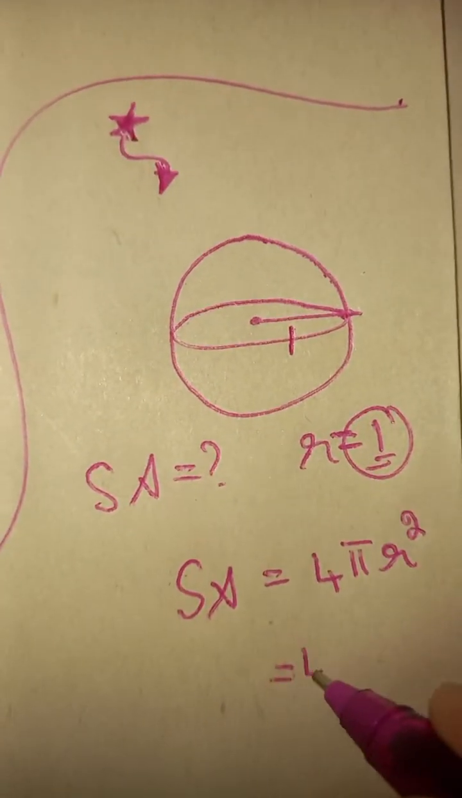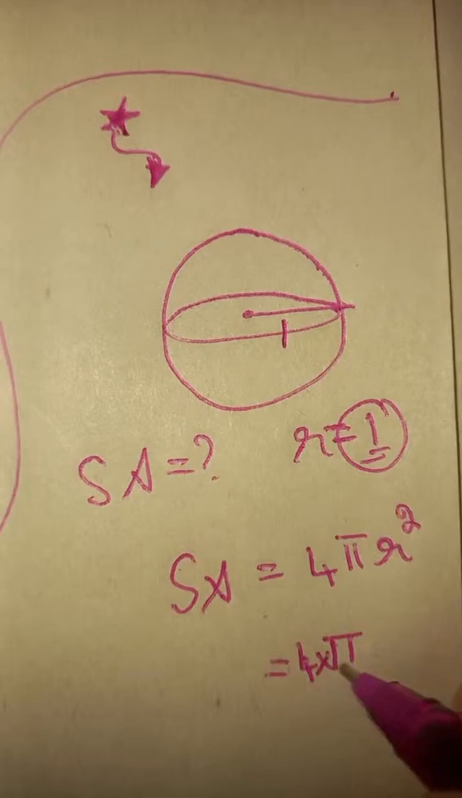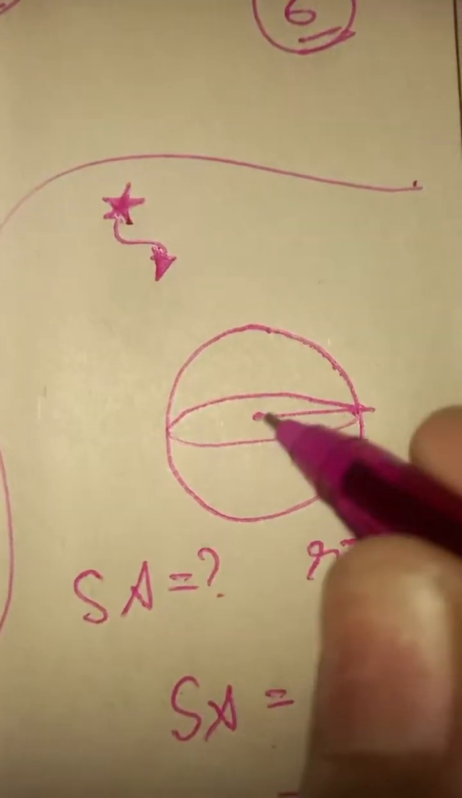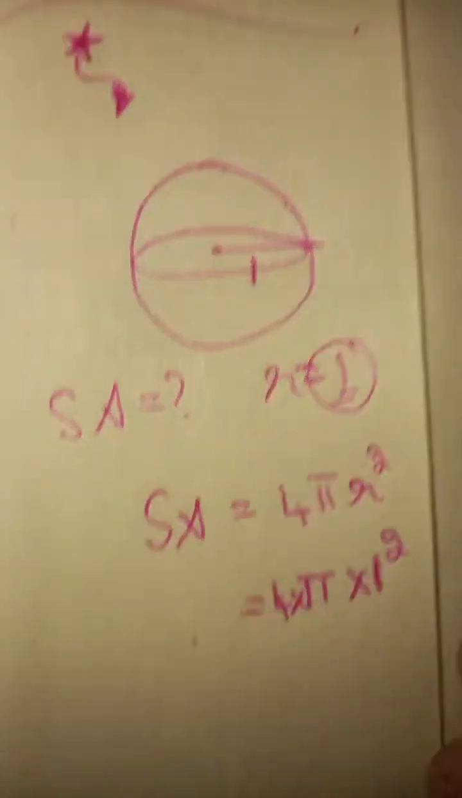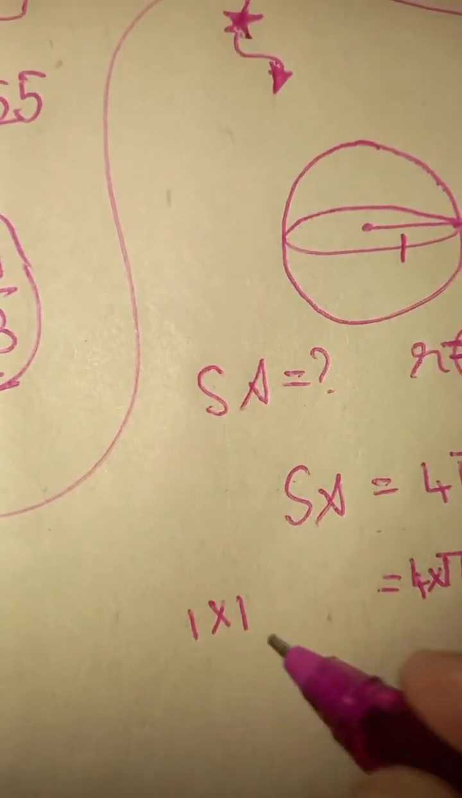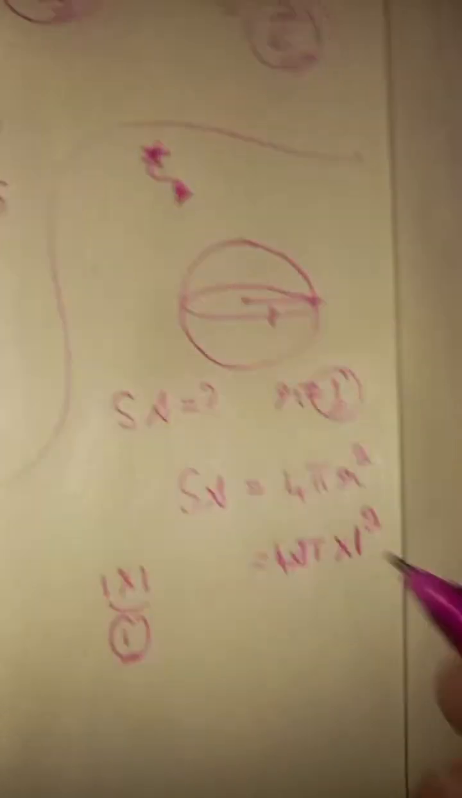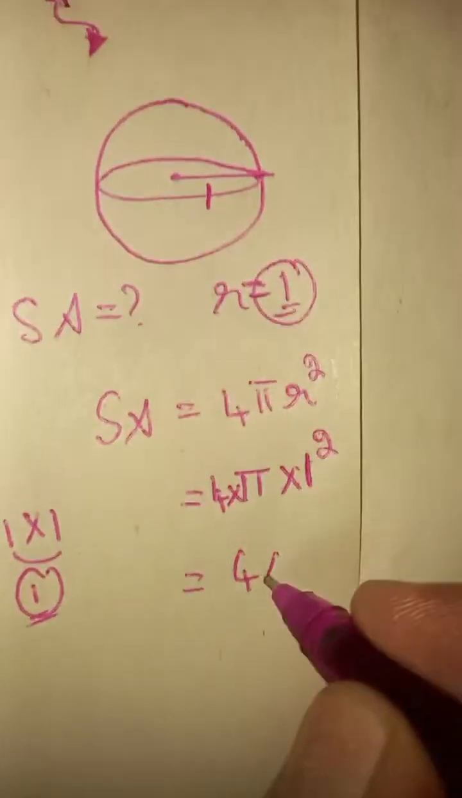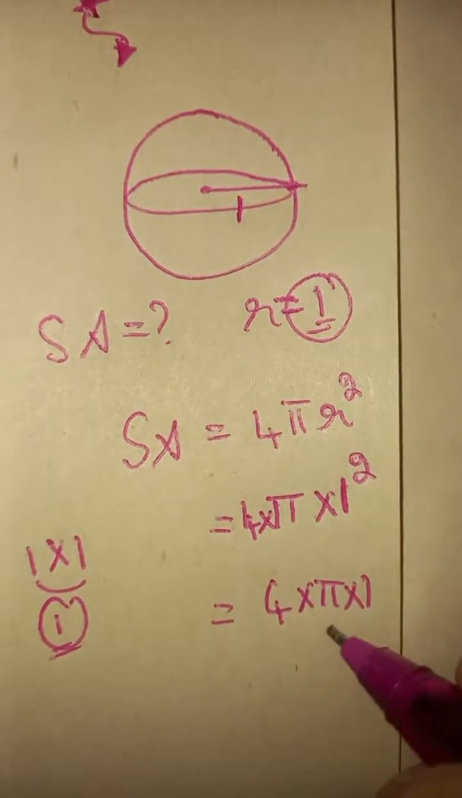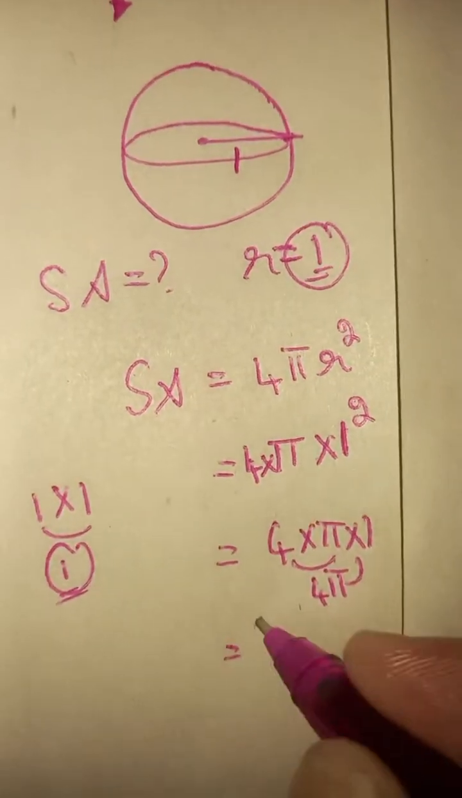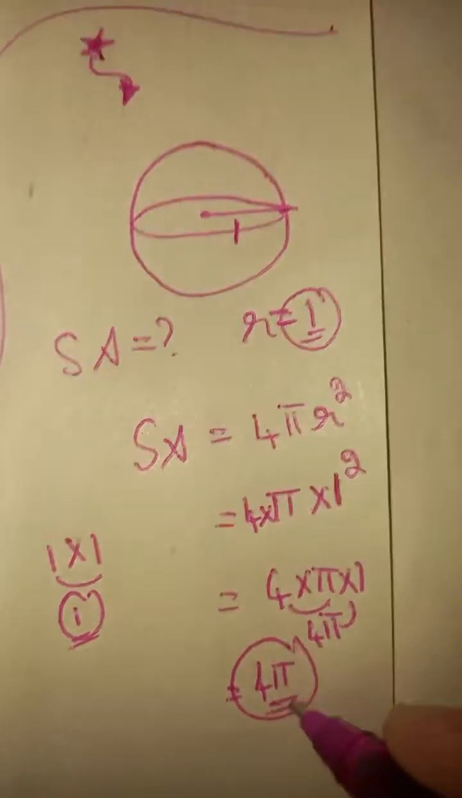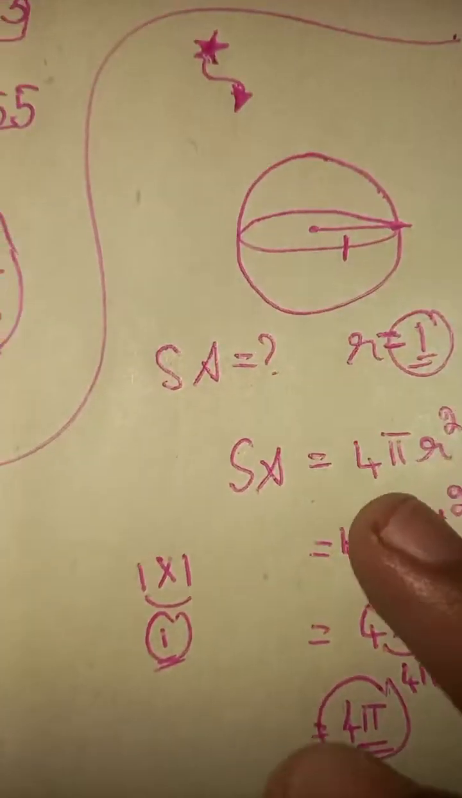So here it is going to become 4 times pi times the radius, which is 1 unit, so it becomes 1 square. 1 square means 1 times 1, which remains as 1. So this is equal to 4 times pi times 1. 4 pi times 1 also remains 4 pi. So 4 pi square units is the actual surface area of this sphere.